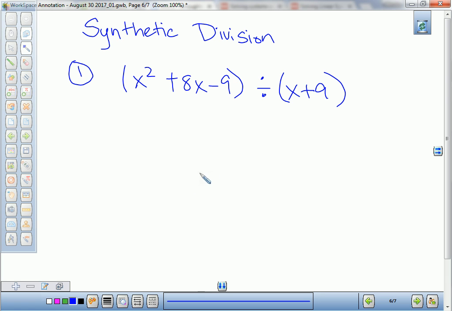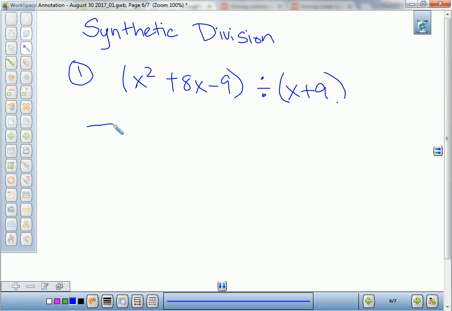Alright, step 1 to synthetic division is to make sure you can do it. What we divide by has to be a binomial. If we're dividing by a trinomial, we have to do long division. Alright, so a binomial with a leading coefficient of 1. So this one works. This one works great for synthetic.